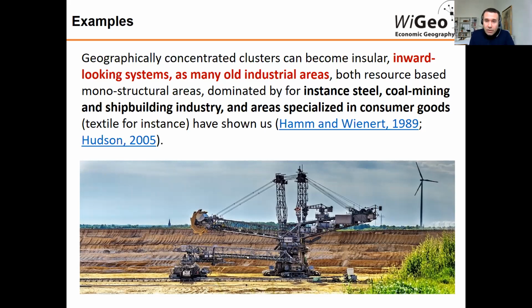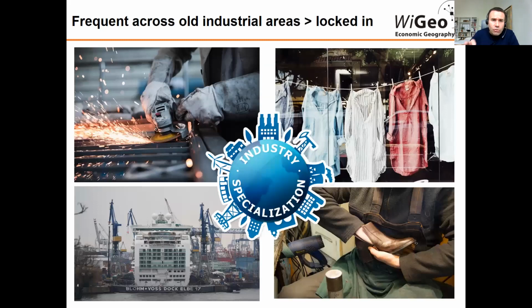These are, again, for example, steel, coal mining, shipbuilding industry, very important also to consider in Europe and elsewhere in the world. And they are very much specialized in consumer goods, such as the textile or shoemaking sector. It's very common to see examples across the literature regarding these sectors: shipbuilding, heavy industries, textile, including shoemaking. They are very specialized. They use a very specialized labor force. They are capital intensive. They are labor force intensive as well.